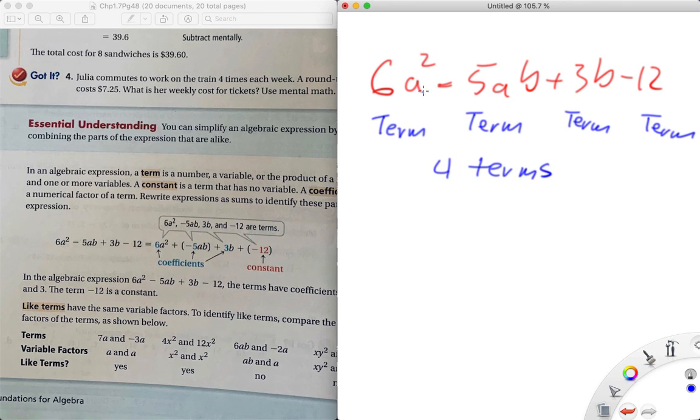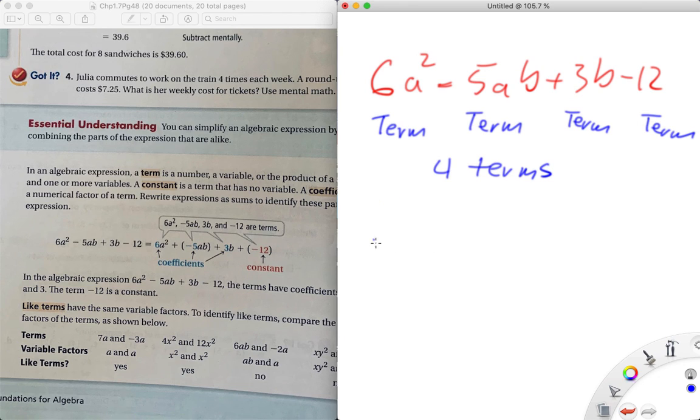Number times a variable, that's a term, separated by a subtraction sign. A number times 2 variables, again another term. A number times a variable, and then a number by itself. No subtraction or addition. Those signs sort of are the go-betweens in between these terms.